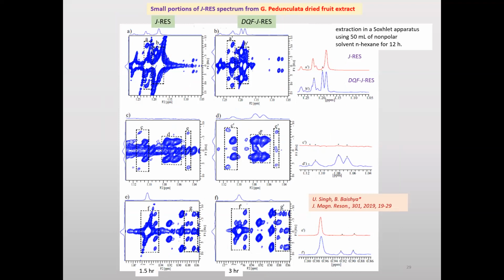This is another application on a medicinal plant dried fruit extract, Zanthoxylum armatum dried fruit extract from Northeast India. You can see in the first spectrum, the regular Z result spectrum marked A, there are 3 intense singlets. The moment we suppress these 3 intense singlets in spectrum B, the double quantum filter Z result spectrum, many multiplets become visible. Similarly, it can be shown for other peaks in the spectrum shown below. Next.